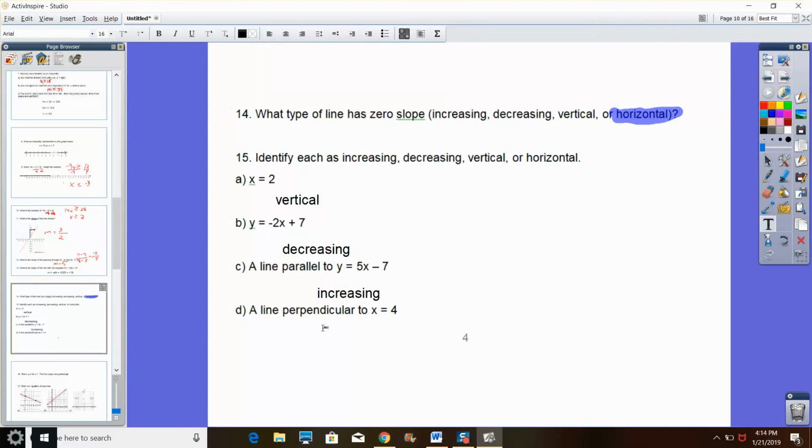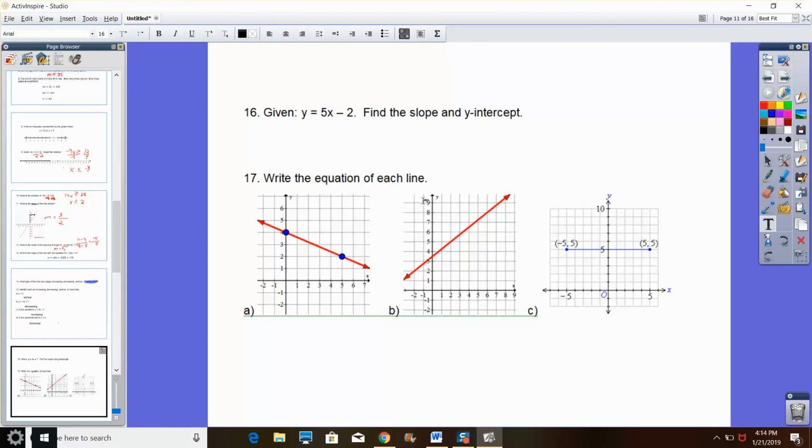And then for a perpendicular line to x equals negative 4, a line that's perpendicular to x equals negative 4 would be a line like y equals 6. Because that's a vertical line, a horizontal line would be perpendicular to that. So horizontal for that.